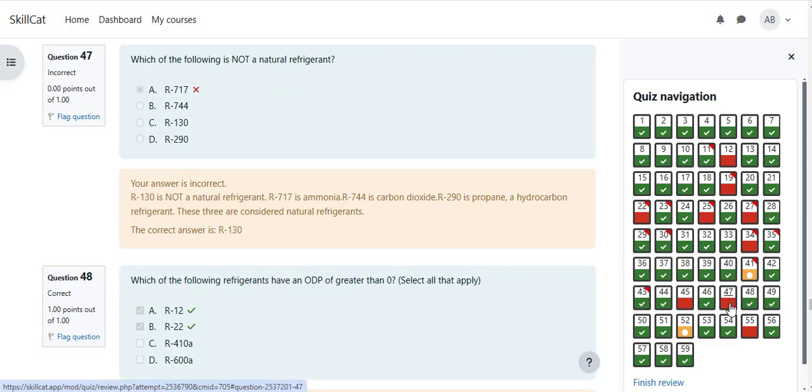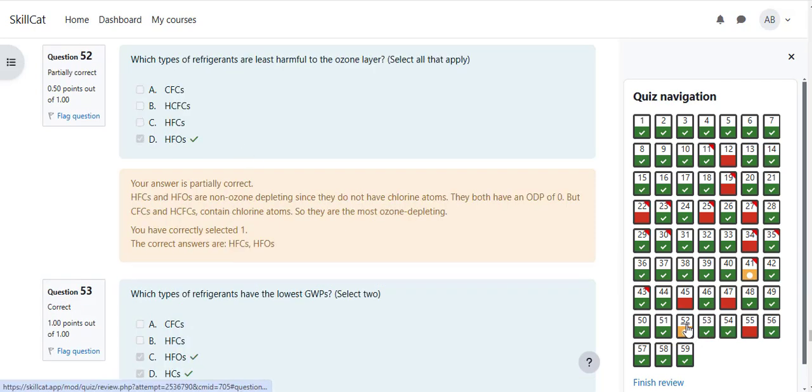Which of the following is not a natural refrigerant? It is R134. It's not a natural refrigerant. Okay. This one is partially correct. HCFs and HFO and none. Yeah, this means HFO and HFCs. Okay.